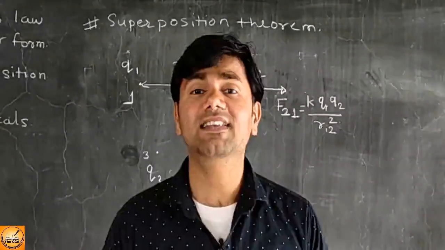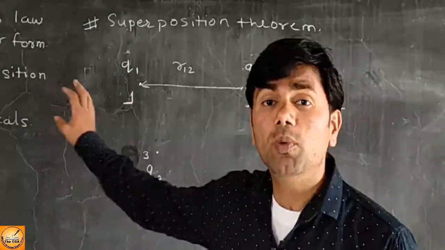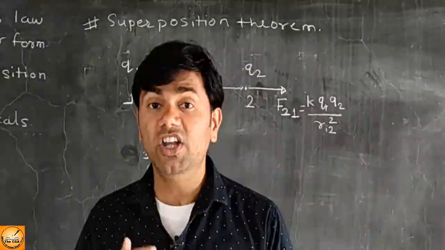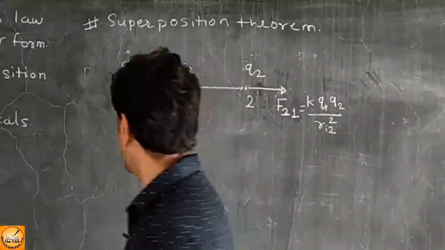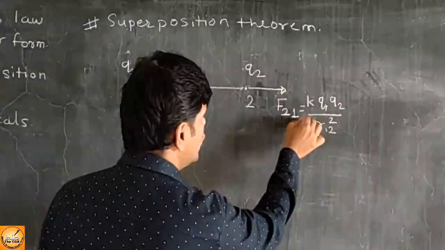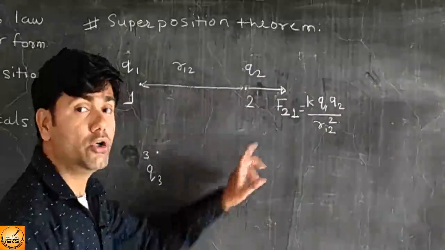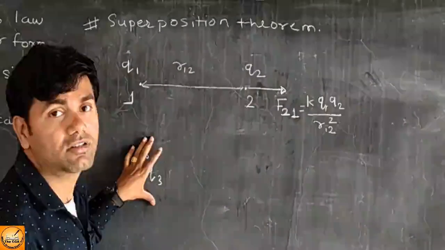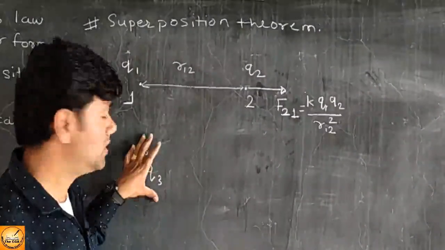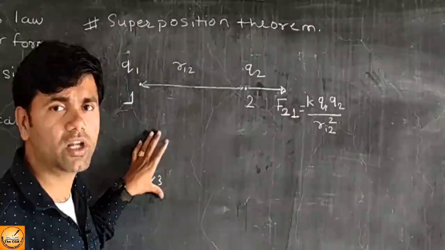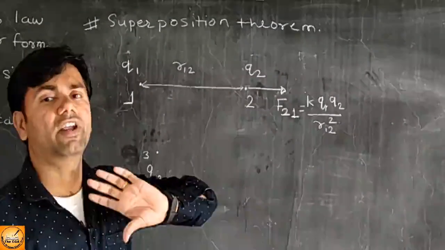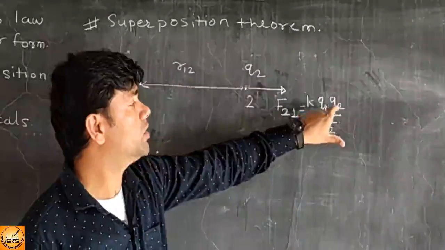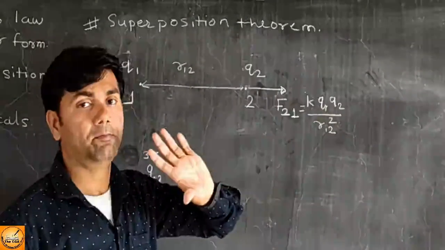In these cases only we can use the superposition theorem, that is, the net force we have to consider. So what I am saying is, the force on 2 due to 1 is independent of the Q3 charge. Whether this Q3 is present or absent over here, this force is not going to be affected, right? So this force will be equal to K Q1 Q2 divided by R12 square only.